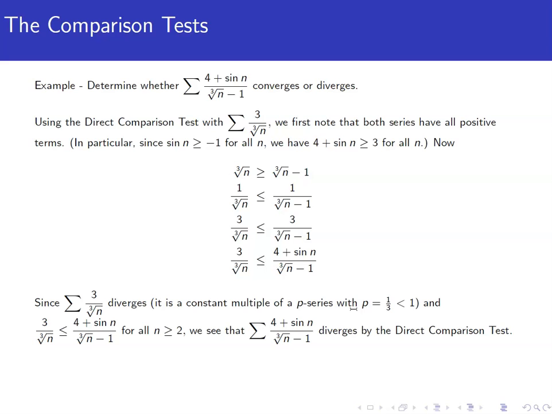The series 3 over cube root of n diverges. It's a p-series. Actually, it's a constant multiple of the p-series. It's 3 times one of them. But the p is 1/3, which is less than 1, so that series diverges. And since this series has bigger terms, that series must also diverge by the direct comparison test.